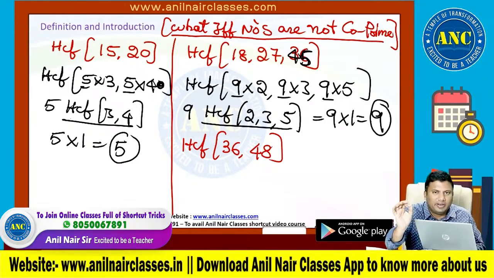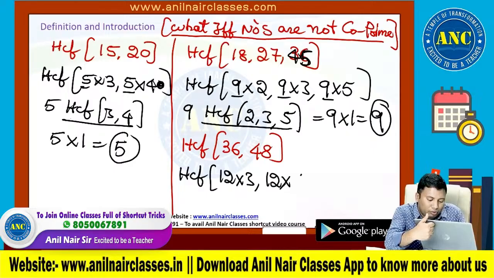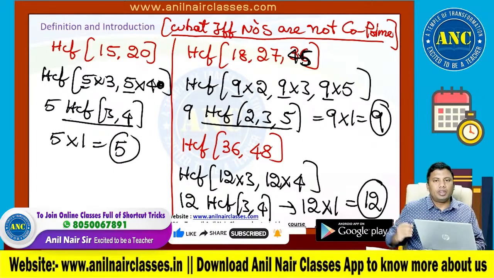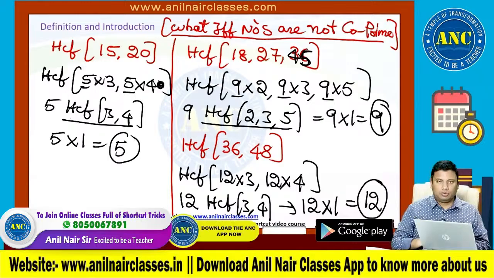Same like what we did in LCM. First we will understand the definition of HCF. Then we will solve some very high quality problems. HCF of 36 comma 48. 12 into 3 comma 12 into 4. Take the factor common out. 12 is taken out. HCF of 3 comma 4. 3 comma 4 are co-primes. So 12 ones are 12.